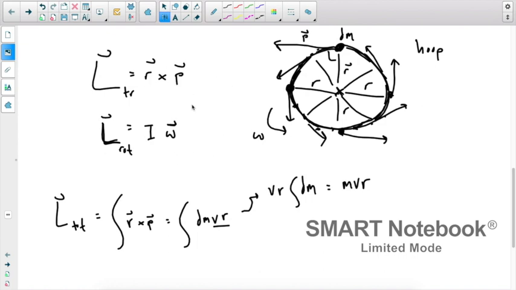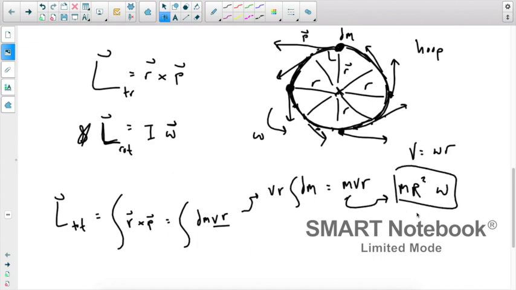So if I sum all of those up, now I'm looking at the extended object rotating, which is what this is all about, right? And remember that v, a tangential velocity, is equal to omega r. And so this equation would collapse down into mr squared times omega. And oh my goodness, the I value for a hoop is mr squared, and there's omega. So I just wanted to show you that these two things are related to each other.